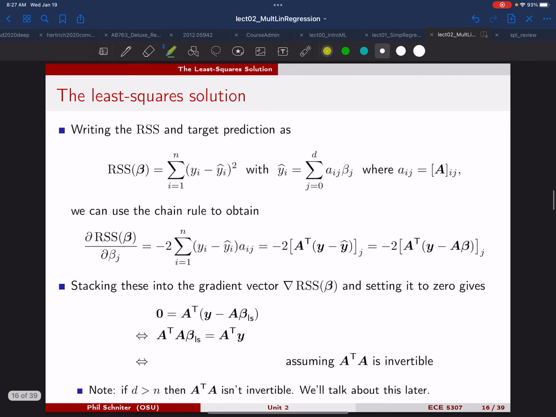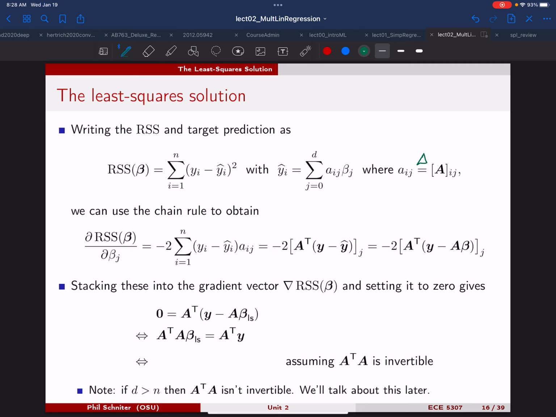All right, so just to present it again, here's our RSS. This y hat i is a function of the different betas. And this a_ij, we are using that to denote the ith row and jth column of our A matrix. I use this square bracket notation, as we saw in the homework, to extract rows and entries of matrices or vectors. And I'm just defining that as a lowercase a_ij.